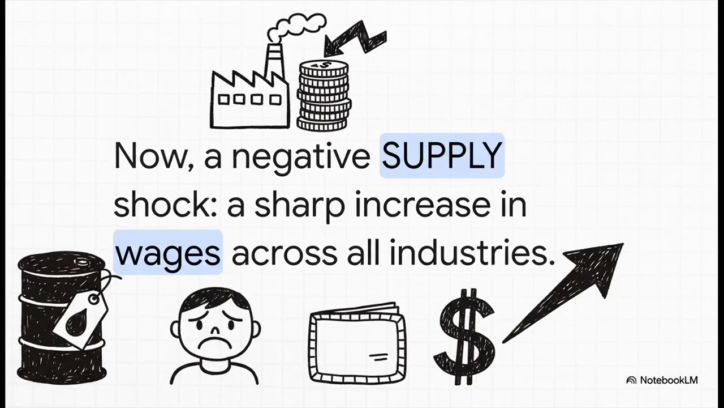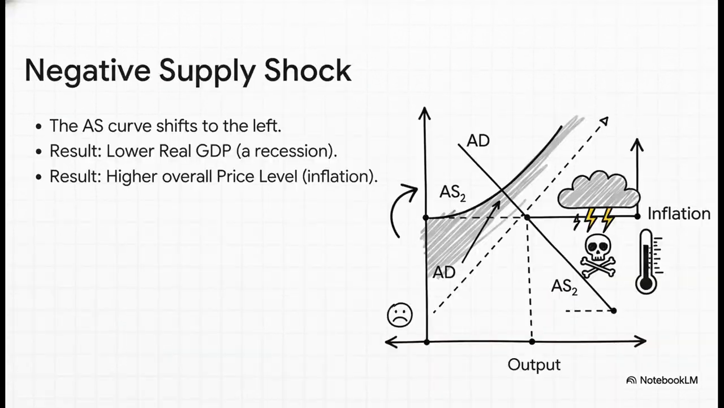Okay, now let's look at a totally different and much scarier scenario. Imagine an event that suddenly makes it way more expensive for every business to operate. For example, a massive, unexpected spike in the price of energy or oil that affects the entire supply chain. How does that shake out? This is what's known as a negative supply shock, and it's the one that everyone dreads. It shifts the whole aggregate supply curve to the left, which means it's now more expensive to produce anything.